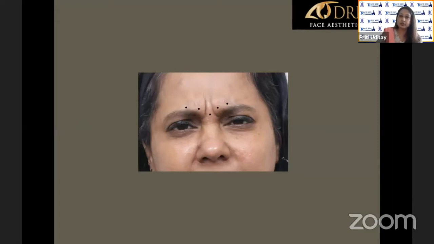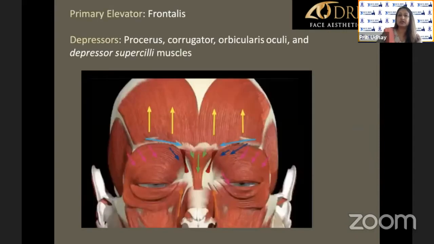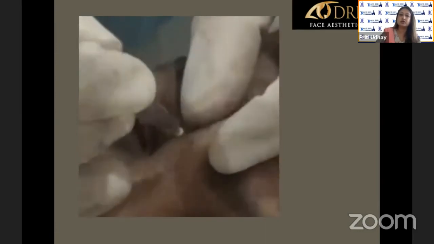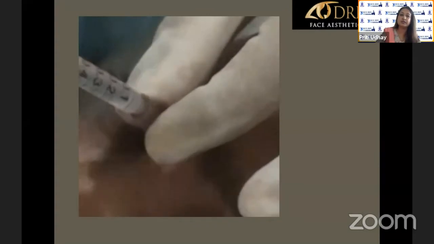You give 1 point at the procerus, you give 1 at the head of the corrugator, and 1 at the tail of the corrugator. Make sure you don't knock off the frontalis. So this is how the injection is given. Make the patient frown, and then I like to hold the muscle in my hand and give the injection in the muscle. For procerus, go half needle inside, aspirate, and then inject.